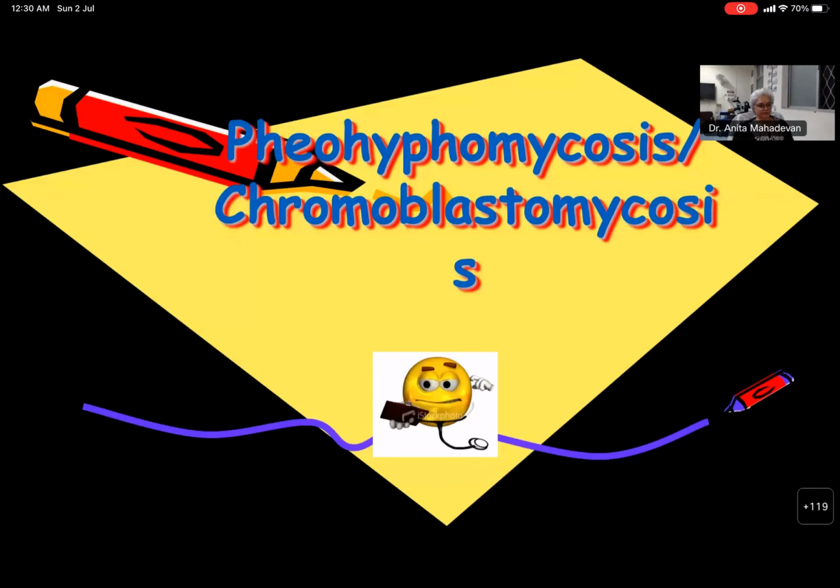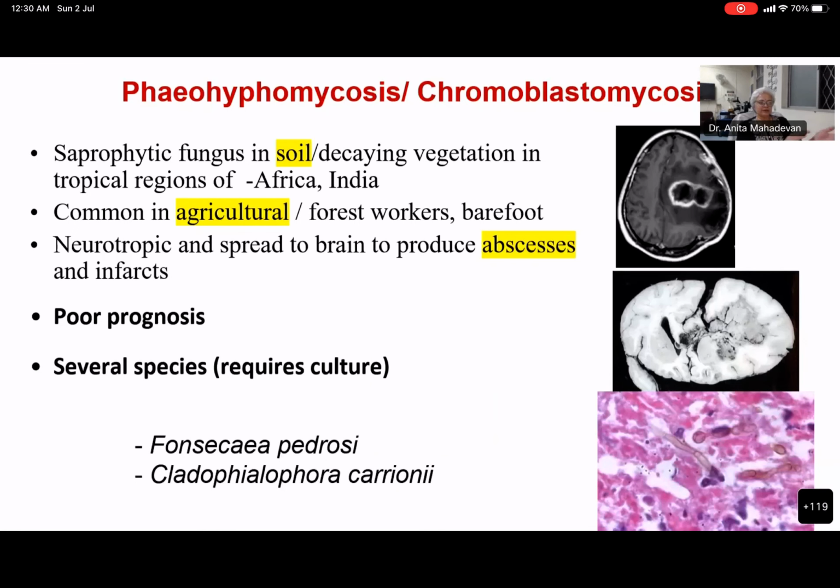They used to call it chromoblastomycosis. Just a very quick recap. We know that it is a saprophytic fungus and it's found in soil or decaying vegetation. It is common to both Africa and India. And these are patients who are not immune compromised. If you remember your clinical case, this was a 25-year-old. And what was the occupation? Agriculturist. That's a very important clue. It can also happen in anyone who walks barefoot on soil which has pheohyphomycosis spores.